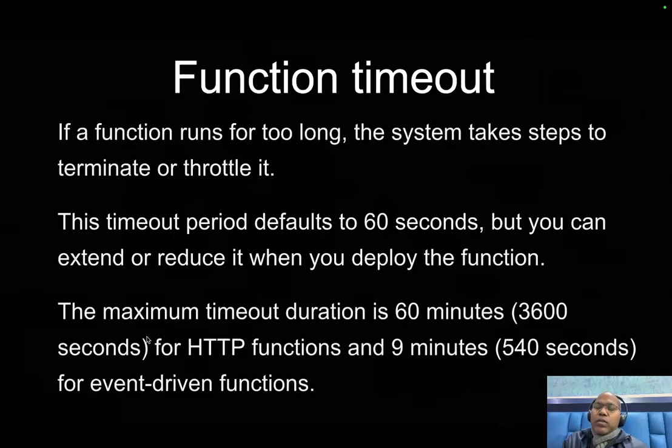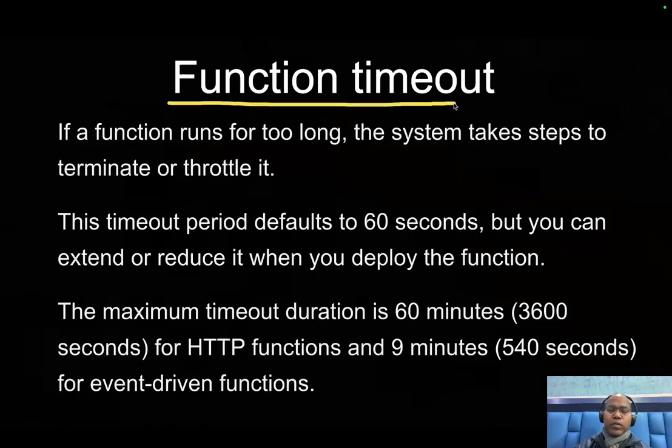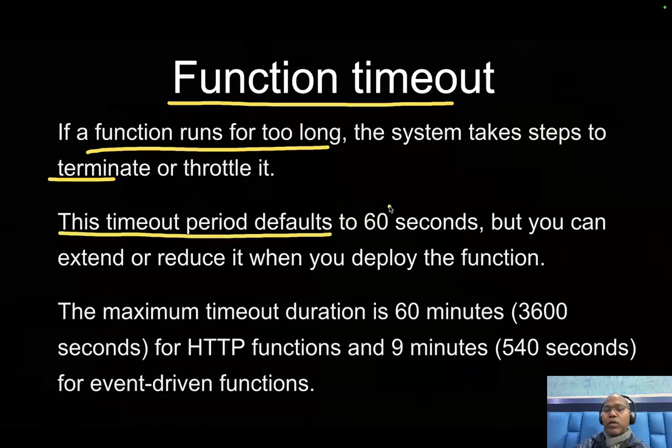But there are some limitations, because Cloud Functions is serverless, so you cannot do whatever you want, only what Cloud Functions supports. For example, whatever function you are writing has a timeout. You cannot have a function running for a long time. If your function runs too long, it may be terminated by Google Cloud because of the default timeout. The default timeout is 60 seconds, which means your function must be executed within 60 seconds. But you can extend or reduce this time when you deploy the function.